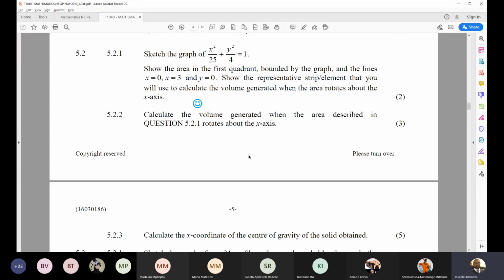That's 5.2.1. Now it's only 2 marks here because it's one graph, and you're not calculating any points of intersection. So if you sketch, it's 2 marks, which is 4 ticks. They'll give you two marks for the graph, 1 mark to show the area, and 1 mark to show the representative strip.